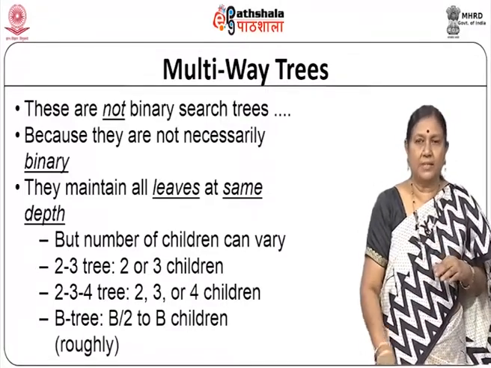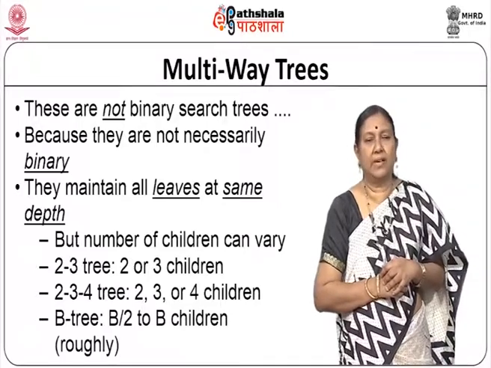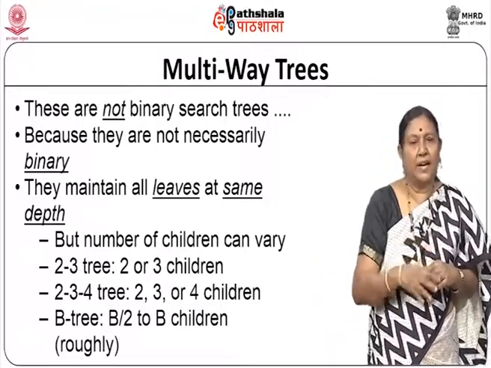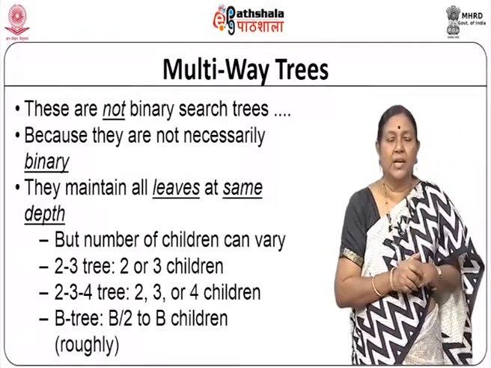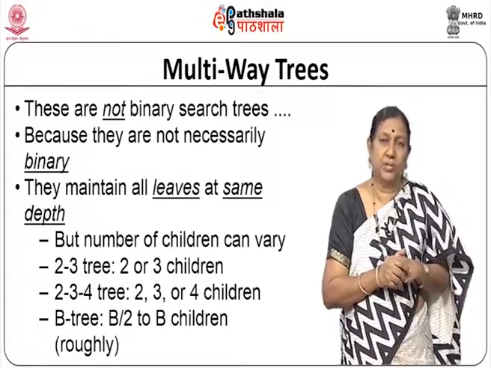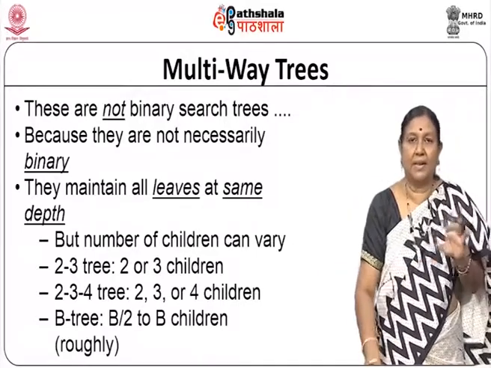A B tree is a special case where we can have roughly B by 2 to B children. Again, we will talk about that in a later module. In this module we are going to talk about the 2-3 tree. A node can have 2 or 3 children, but more importantly, please note that all leaves are maintained at the same depth.